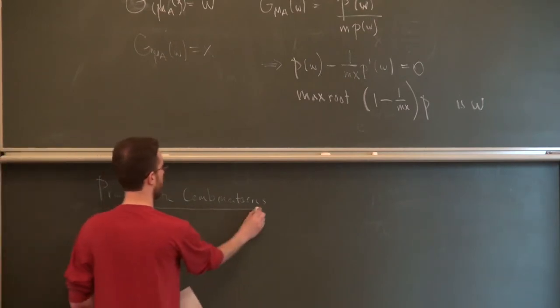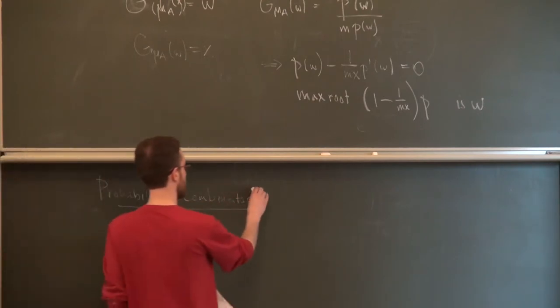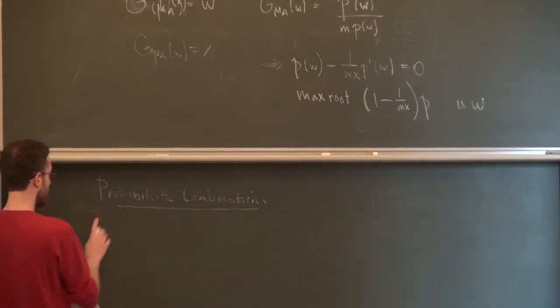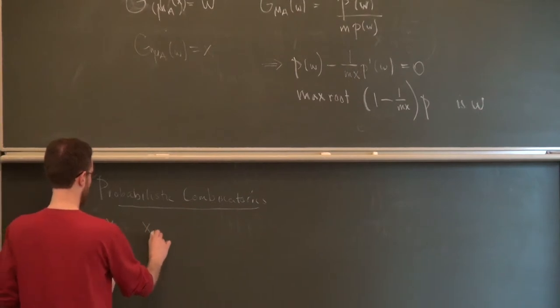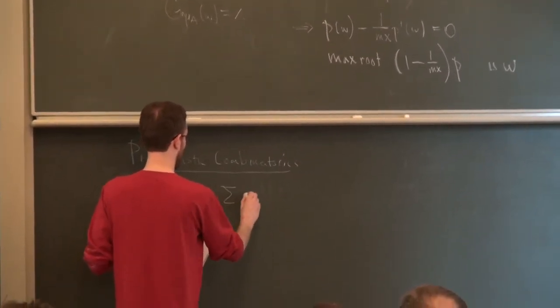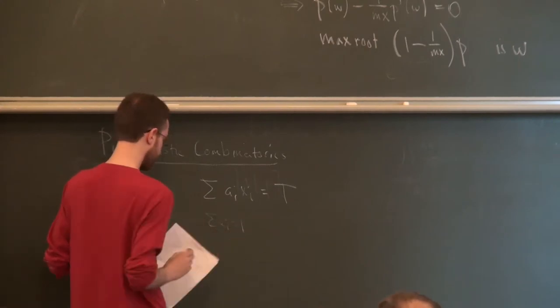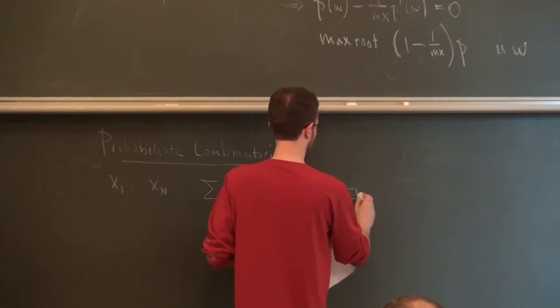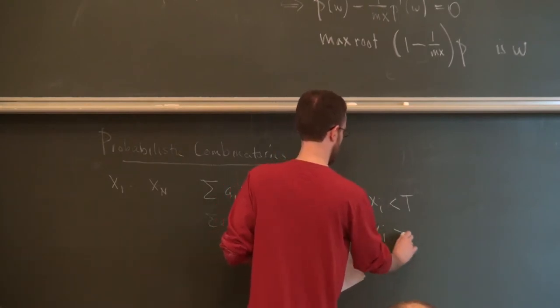So historically, the use was sort of our reason for even considering these things in the first place. Everything I did yesterday sort of came afterwards as a way to explain where on earth these things came from. But from an application point of view, these actually were invented for the application. So in probabilistic combinatorics, you have statements like, if I have real numbers x1 through xn, and the sum over ai xi equals some t, where the sum over the ai is 1.